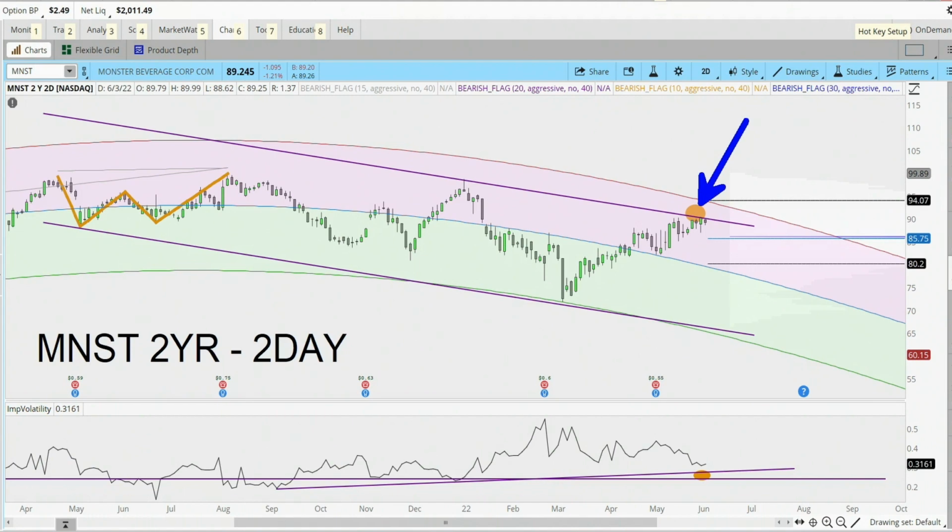Monster, trend indicator going lower, volume profile, overall resistance, implied volatility, both horizontal and diagonal support. And that's the way to trade the market if you're a swing trader.